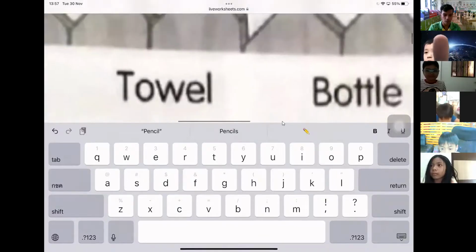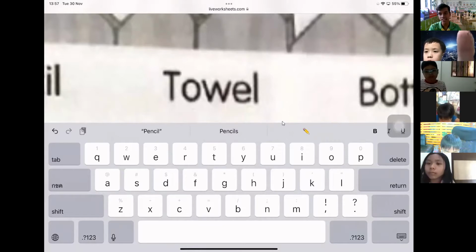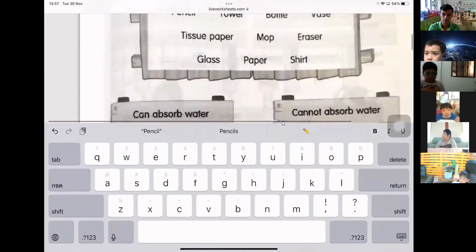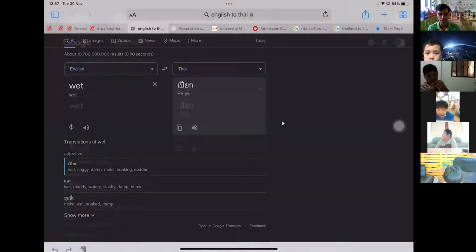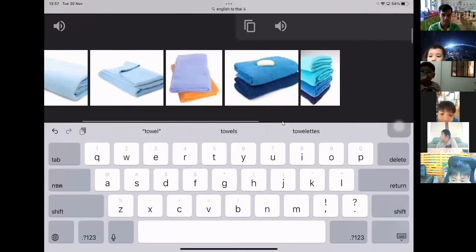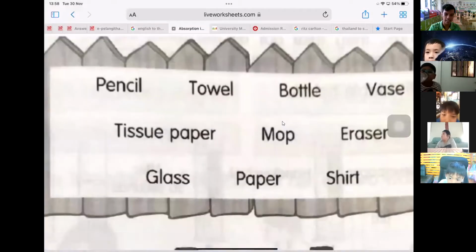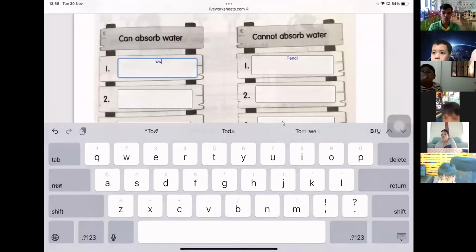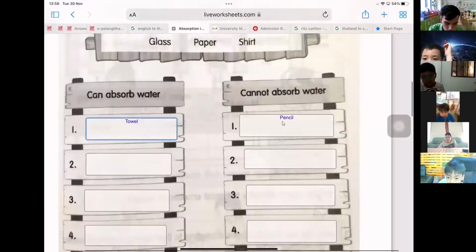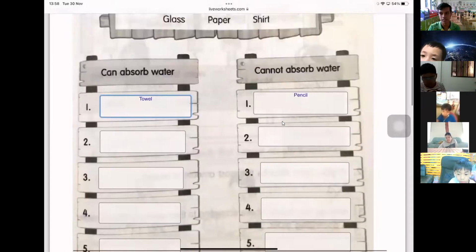Now, number two, towel, can absorb water or cannot absorb water? Absorb water or no? Yes or no? Are you sure? Okay. Here, towel, T-O-W-E-L. Yes, towel can absorb water. Okay, students, you see? Number one finished, okay? So, number two, three, four, five, do it by yourself, okay?